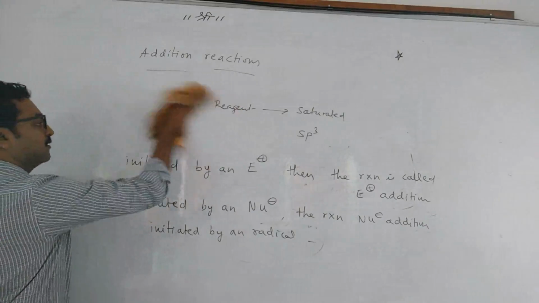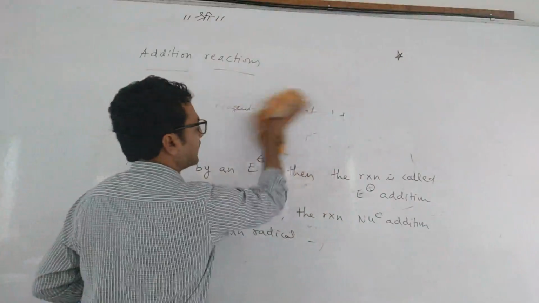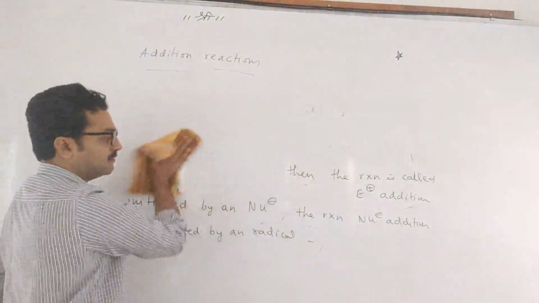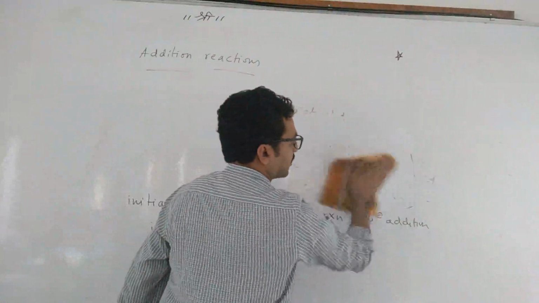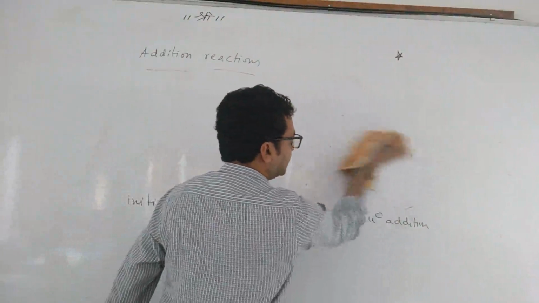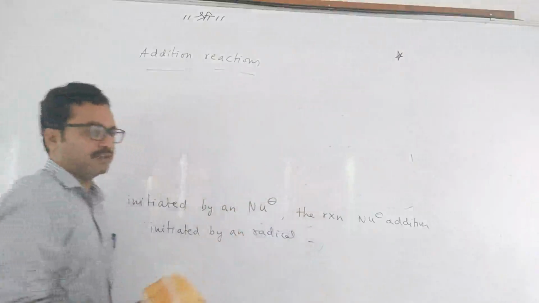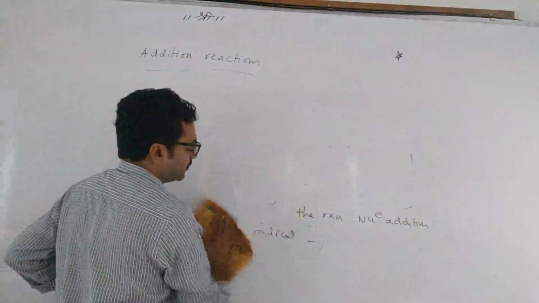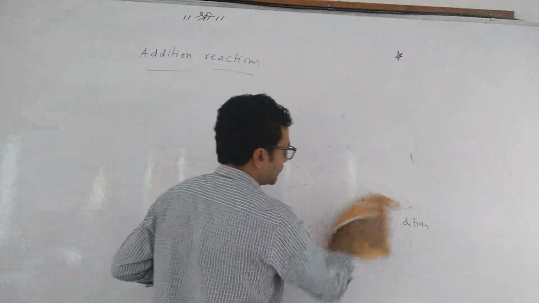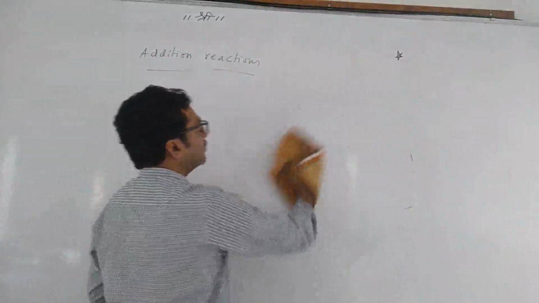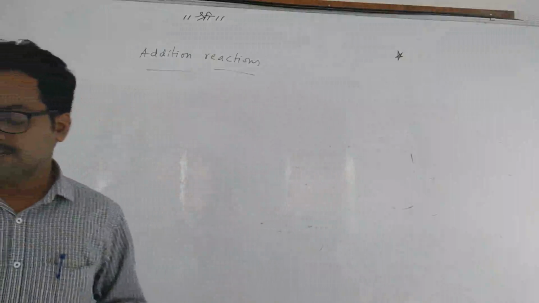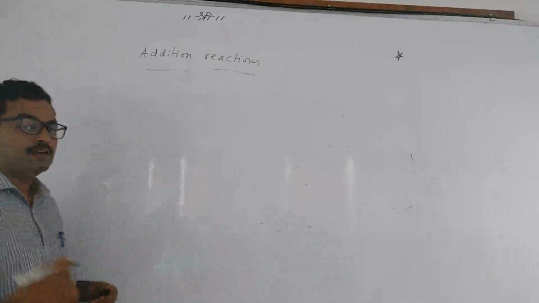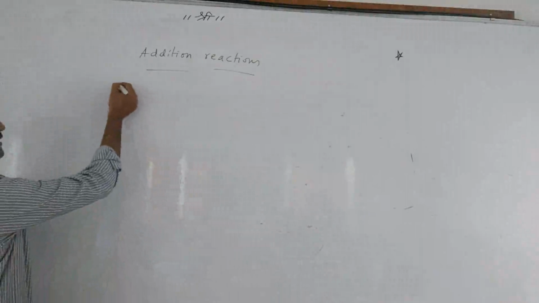Now, what are electrophilic addition reactions? Don't get confused. Electrophilic substitution means saturated compounds, electrophilic addition means unsaturated compounds will give. Saturated compounds undergo electrophilic substitution, like benzene and all. Whereas unsaturated compounds like alkenes and alkynes will give electrophilic addition. So we will take electrophilic addition reactions.